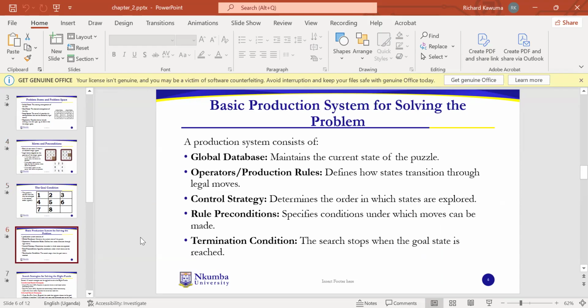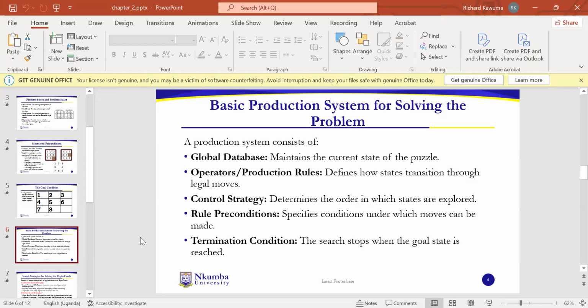What lessons do we learn from the 8 puzzle? Yes, the 8 puzzle is just a chip into AI. The 8 puzzle basically is not AI, but there's some knowledge which you are chipping into AI. Okay? So we want to look at how it applies to AI. And we are going to look at a basic production system for solving the problem.